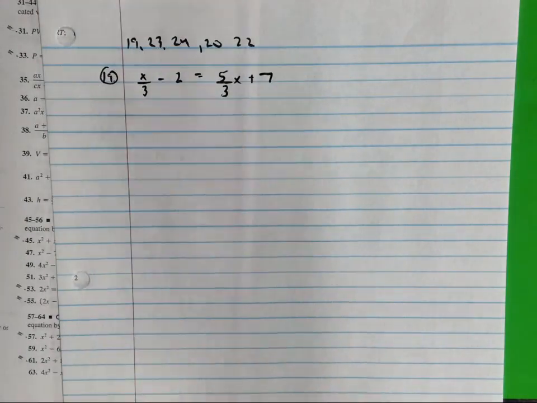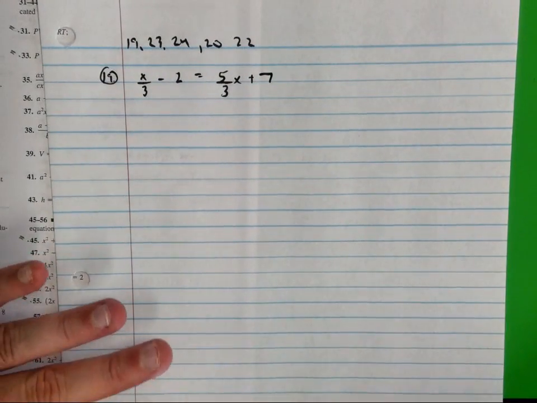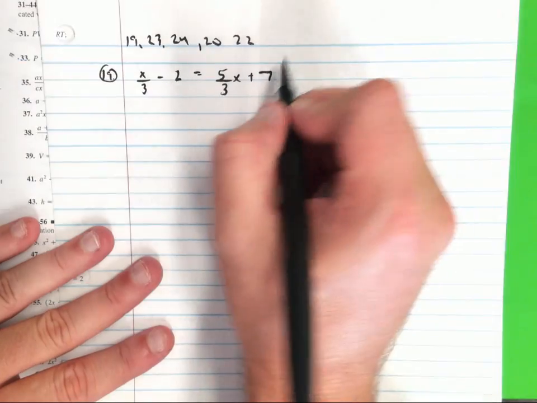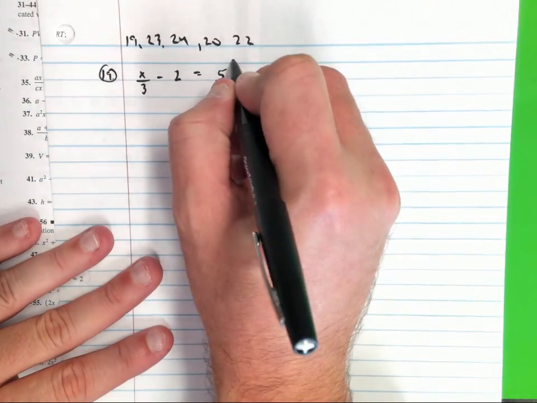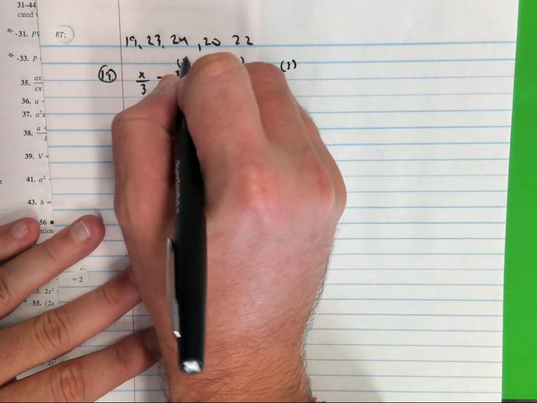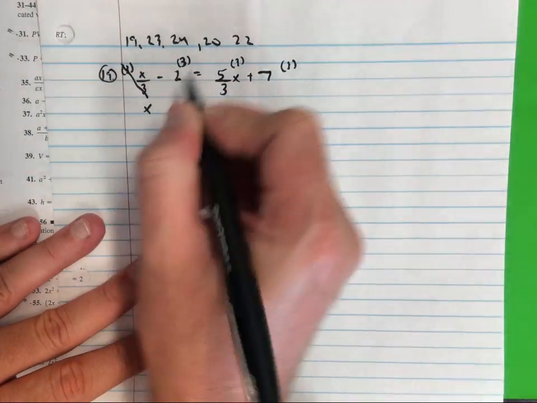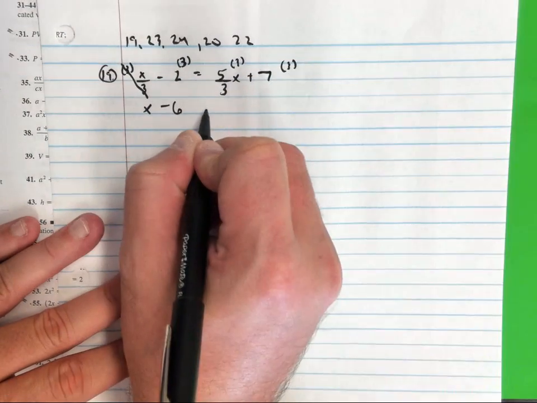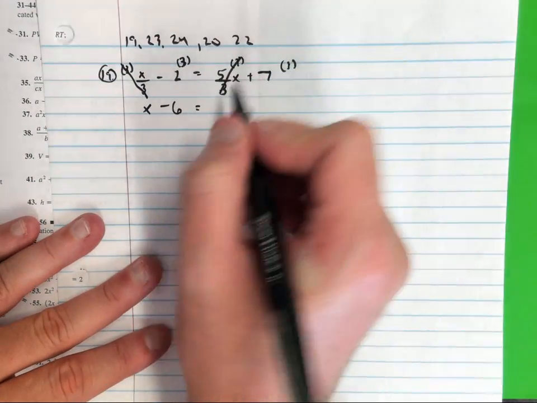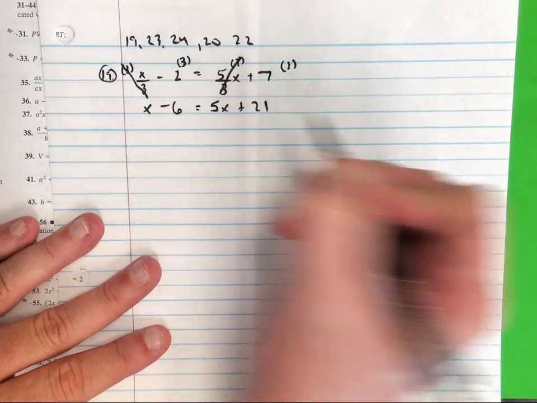Alright, what's my common denominator here, guys? 3. That's the only one, isn't it? So I'm going to multiply everything by 3. These 3's cancel out. I got x. Negative 2 times 3 is negative 6. These 3's cancel out. That's 5x plus 21.